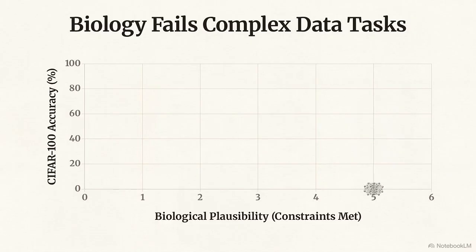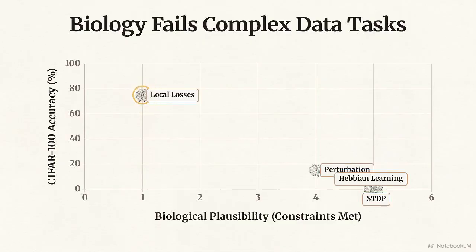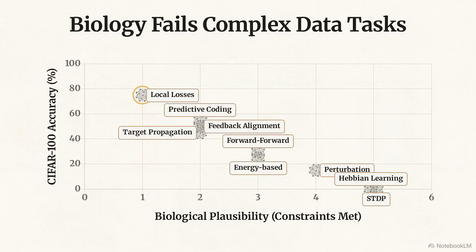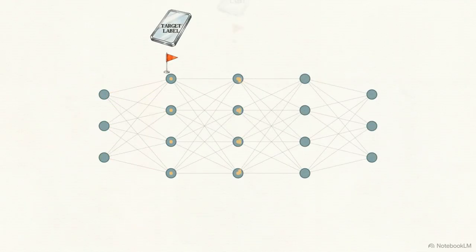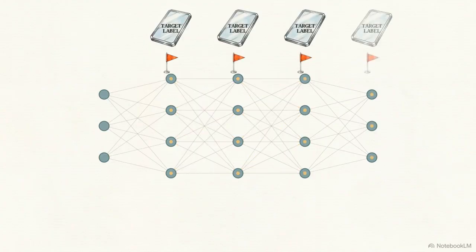When tested on complex data, the strict biological models fail. Hebbian learning and STDP cannot even converge on CIFAR-100. The highest performing alternative is an algorithm called local losses. It achieves near parity with traditional networks, but it only meets a single biological constraint. Local losses secures high accuracy by placing a classification layer at every step, effectively executing layer-by-layer backpropagation using global data labels. It abandons biological limits to achieve high performance.